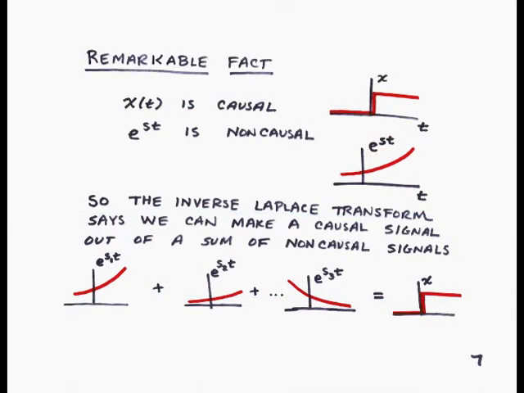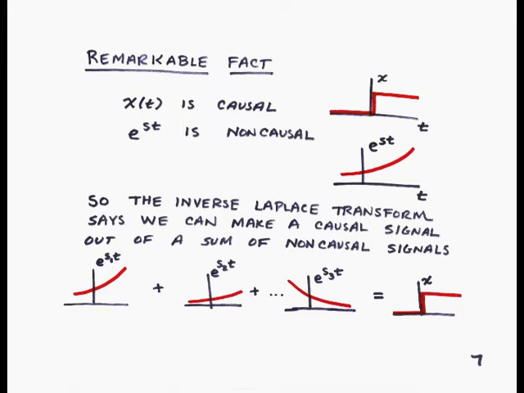So now I just want to point out a remarkable fact which may not have occurred to you in our discussion about Laplace transform and eigenfunctions and so on. It is the following: when we deal with Laplace transform, x of t is a causal signal, because we go into Laplace transform with causal things when we're using the unilateral Laplace transform. But e to the st is non-causal. It exists for all time. We're not talking about e to the st times u of t. We're talking about e to the st as a non-causal signal.